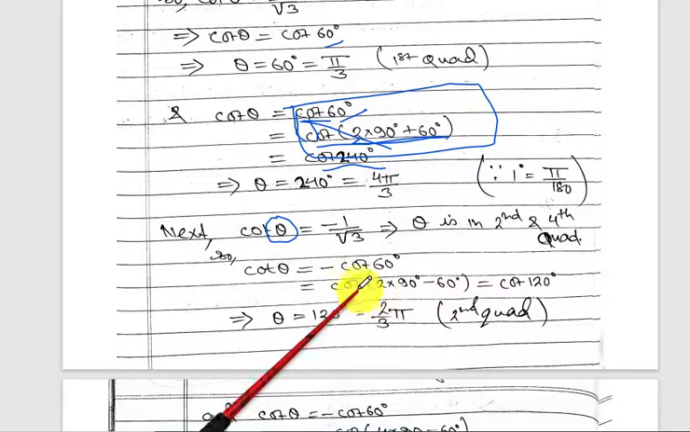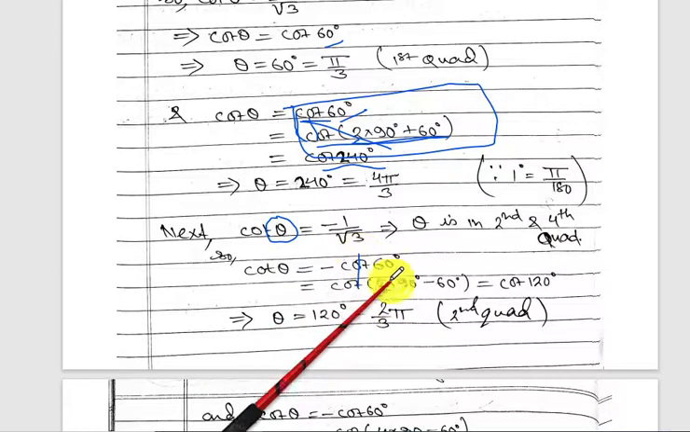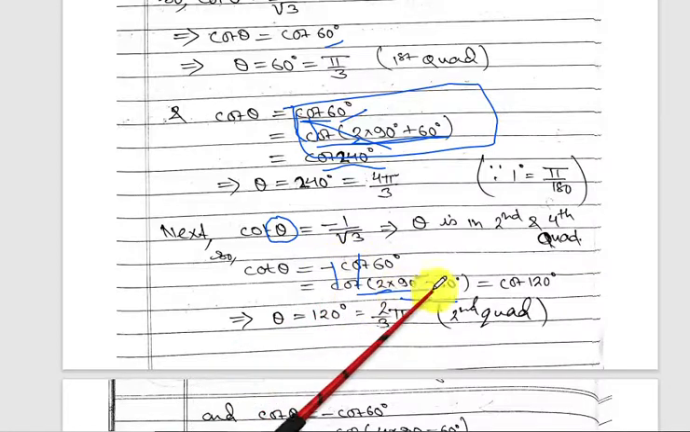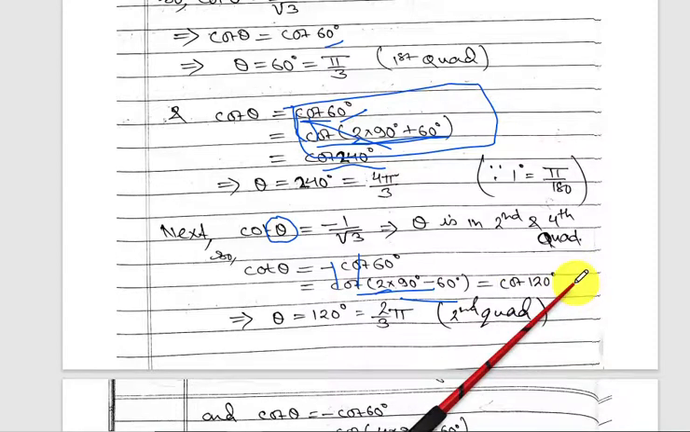So we can write this minus cot 60 as cot of 2 into 90 minus 60. Clearly 2 is even, so cot stays cot, and the whole angle lies in the second quadrant, so it is negative. That's why minus cot 60 can be written this way. So cot 120, so theta equal to 120 in the second quadrant.